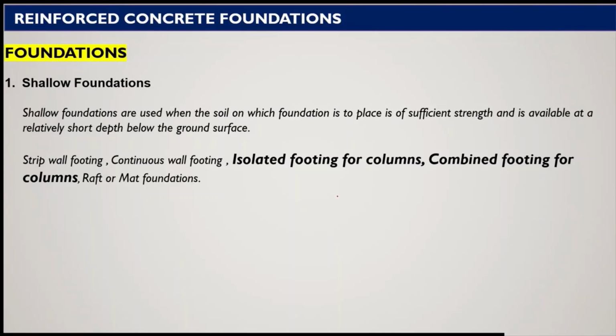and there may be isolated footing for a number of columns. That means if a column has its own footing, that is isolated footing. And when we are combining the footing of two columns or more than two columns, that will be combined footing. And if the number of columns are more, then there may be raft footing or mat type of foundations.